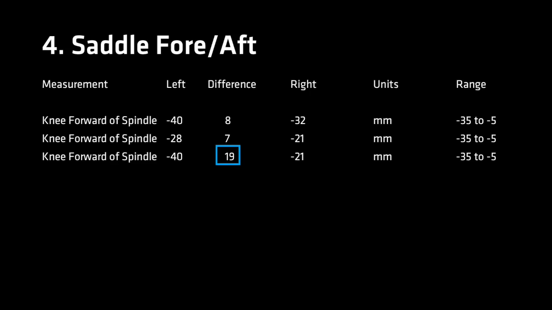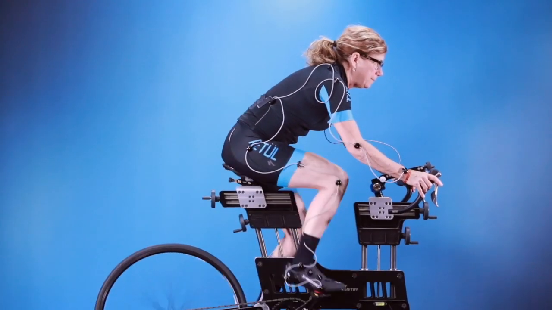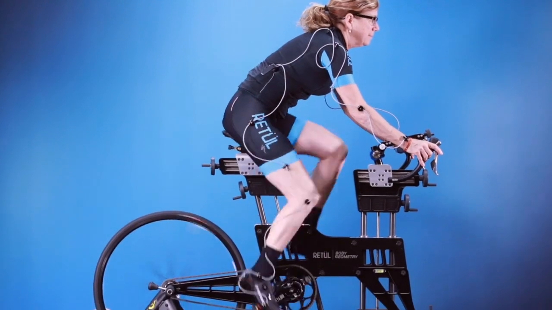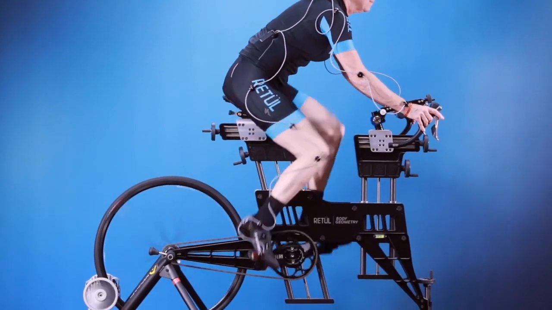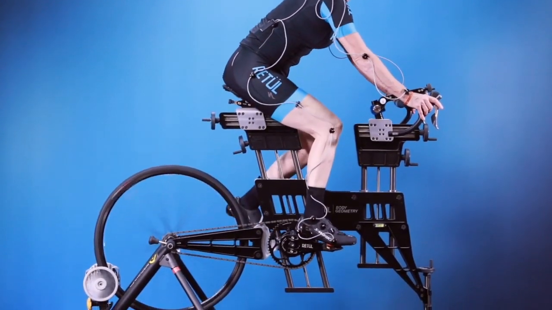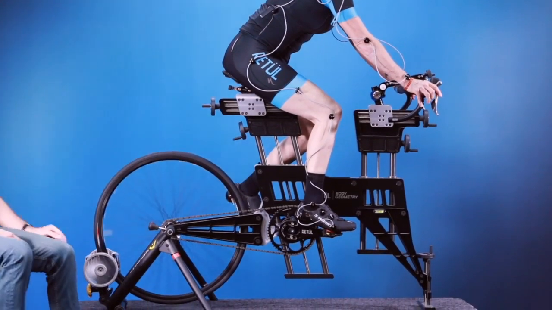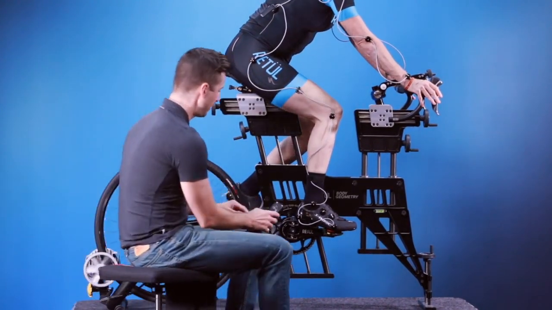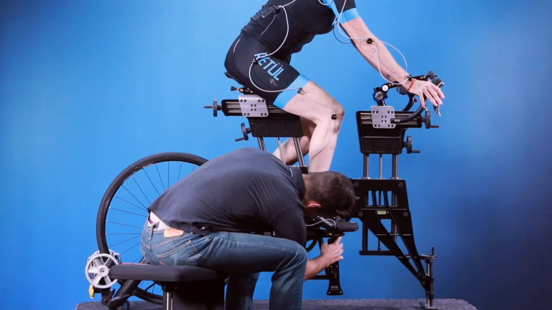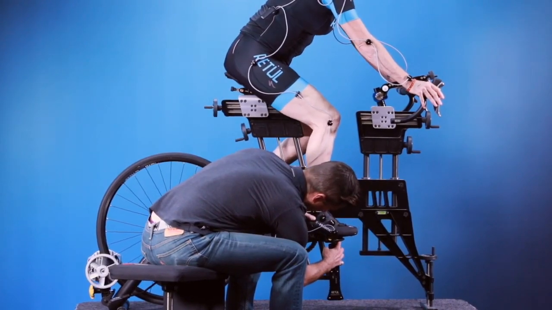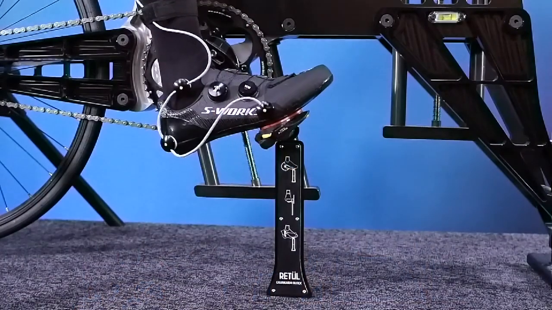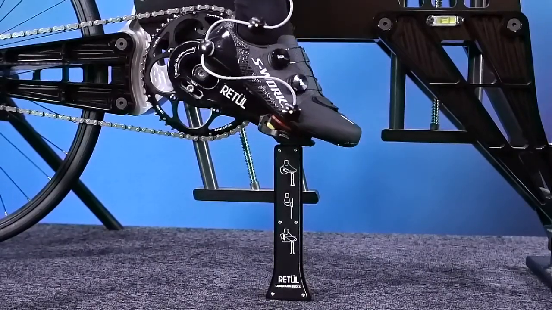Before making fore and aft saddle adjustments, we first need to show the system where the pedal is. Step 1. Start from a static stop and the rider pedals up to 70 RPM. Step 2. Position the rider's foot on the pedal block. Explain the toe point process, and then return the foot to the starting position. Finally, ask the rider to toe point once the system is ready.